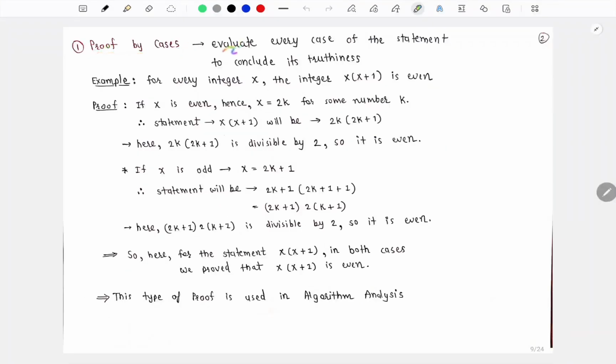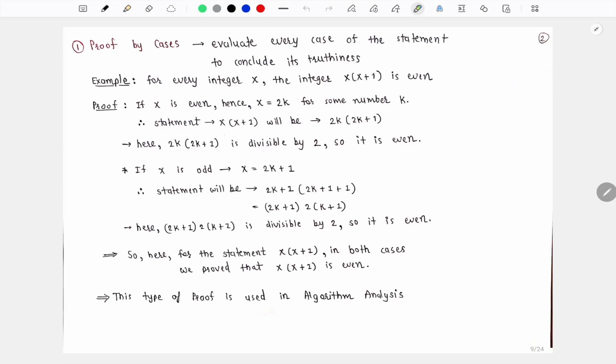What does it say? It evaluates every case of the statement to conclude its truthiness. We will see one example and you will get an idea of this proof. For every integer x, the integer x into x plus 1 is even. Here, for every integer x, that means integers are from 1, 2, 3, 4, 5 up to n.